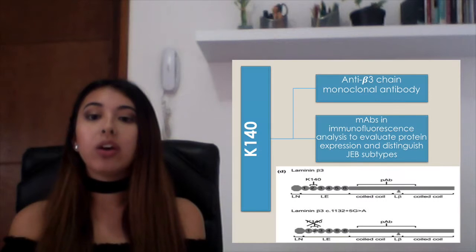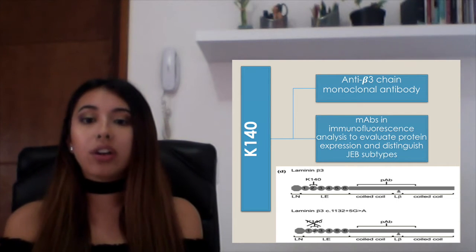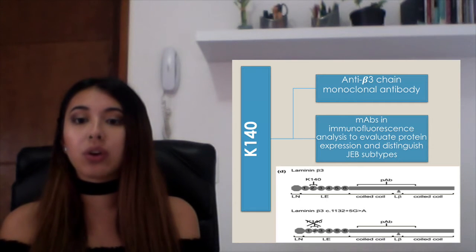Now we're going to talk about K140, which is a monoclonal antibody directed to the beta-3 short arm of laminin 332. It was found in this article that the region recognized by the K140 is the laminin epidermal growth factor-like module 2 of the beta-3 short arm.